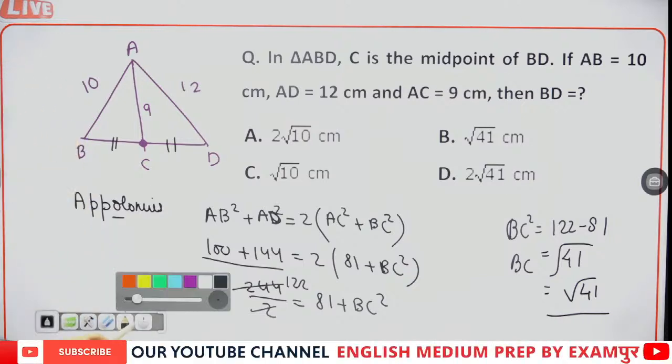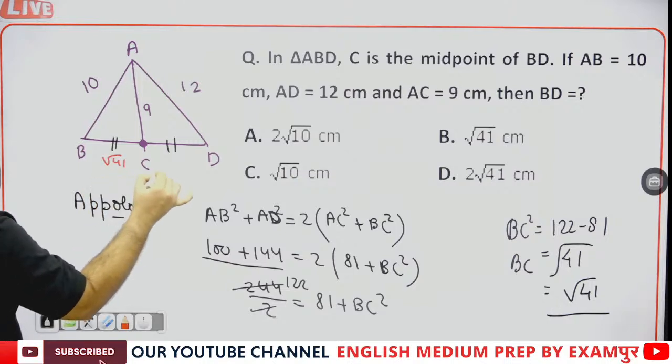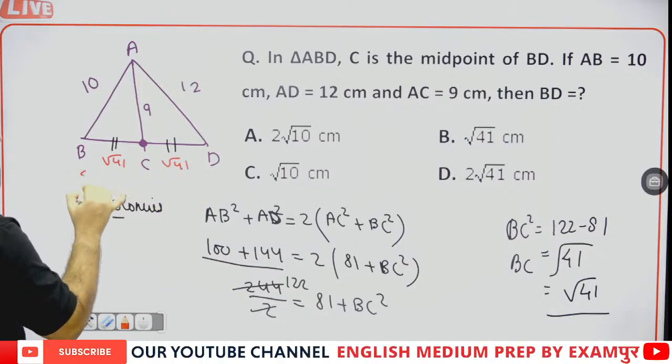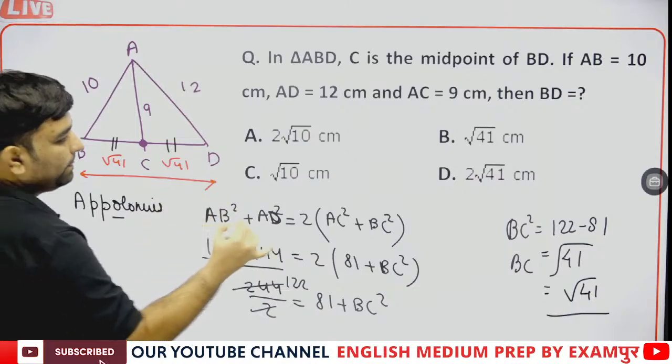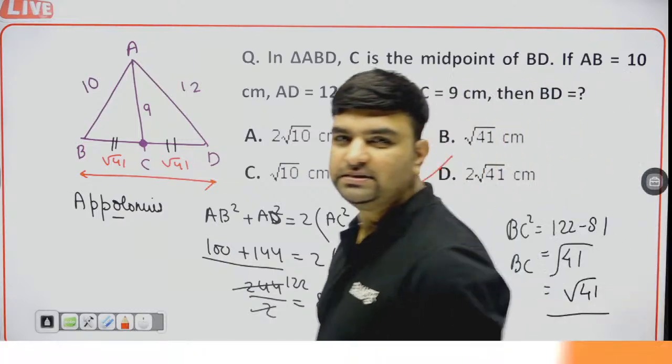You know, guys, that a median divides the side into two equal parts. So if this is root 41, this is also root 41. So the total is 2 root 41, my dear friends.